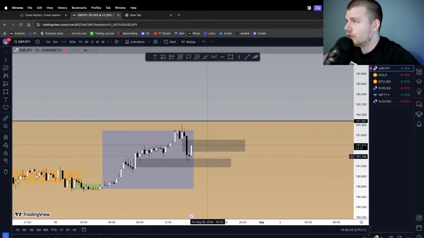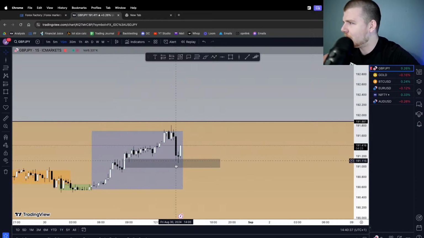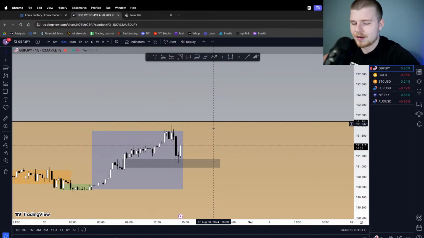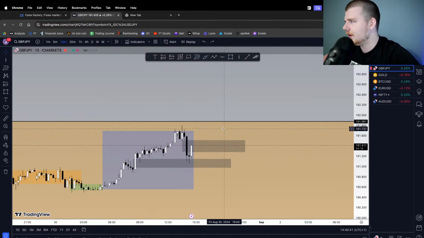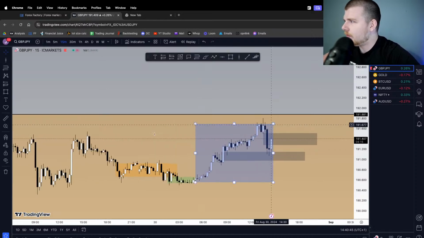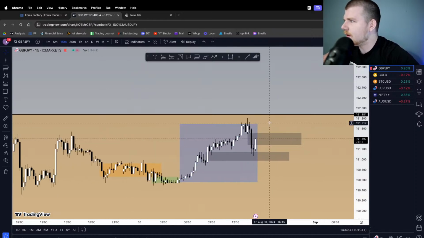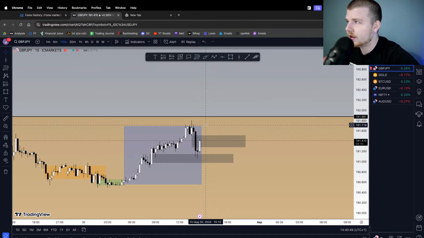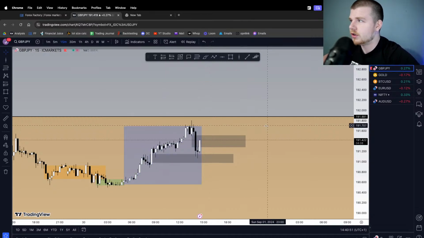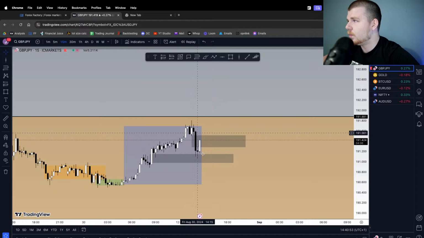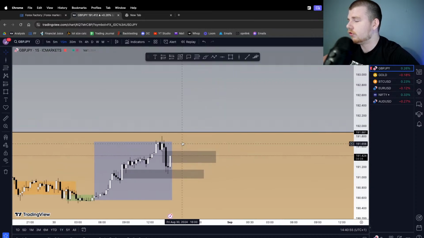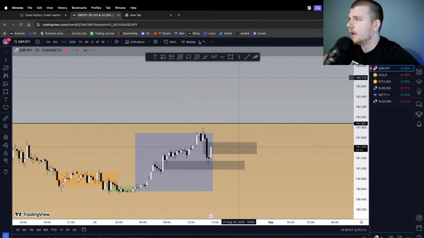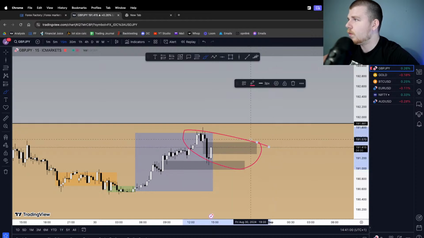Although we have formed a grade A setup right here, if we ignore that fair value gap, we've got the morning star in a fair value gap pattern. That's exactly what I look for every single time. But because of this fair value gap here, and it's Friday, we are just going to play it safe and wait for one of these to start getting disrespected.